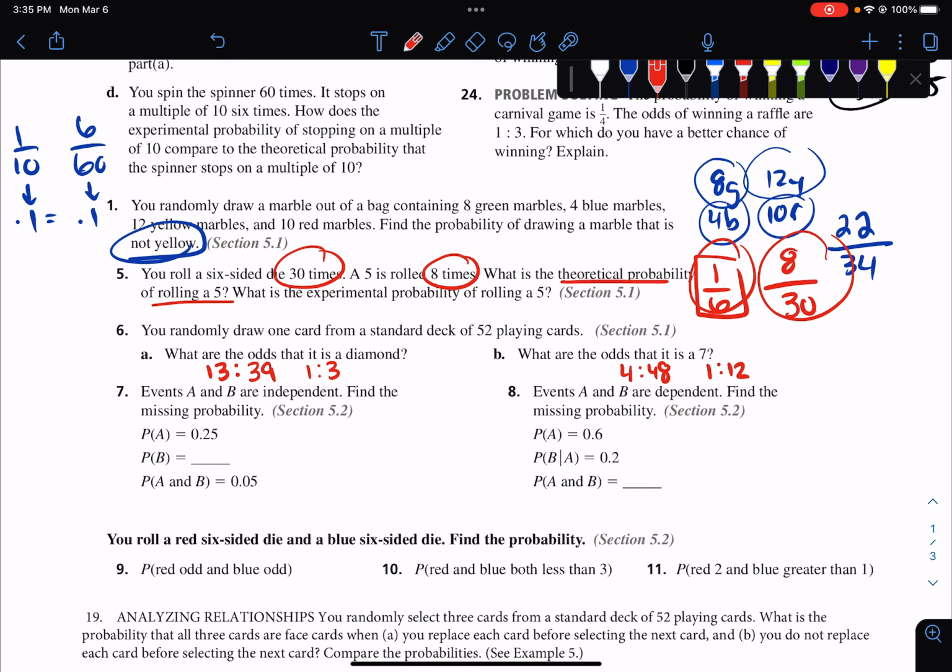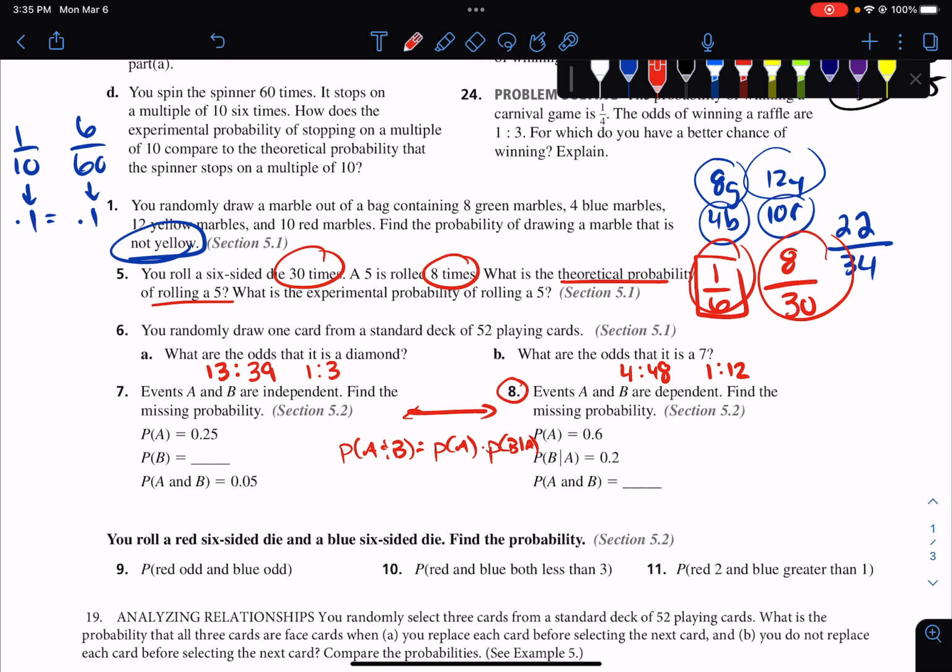Okay, number 7, events A and B are independent. Find the missing probability. So for both of these questions, you are using this formula that says the probability of A and B is equal to the probability of A times the probability of B. The difference is in number 8, it's a dependent event. So instead of probability of just B written that way, it would be written the probability of B given A. It would look like this.